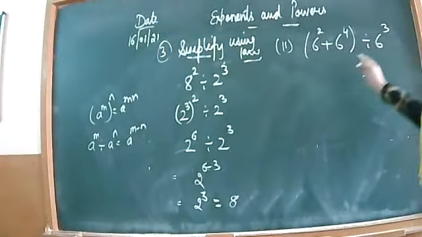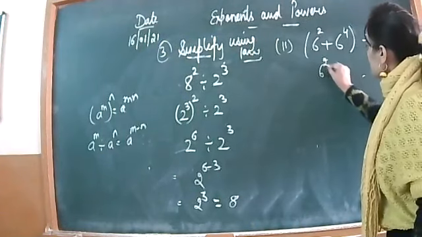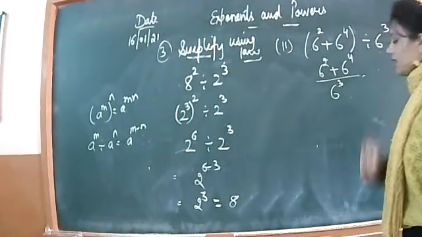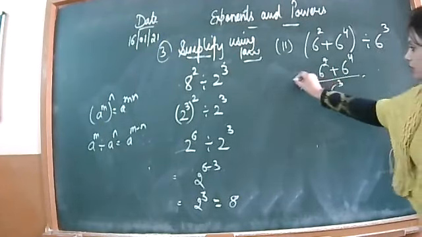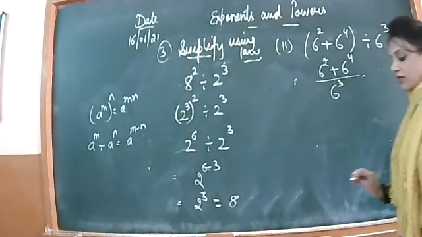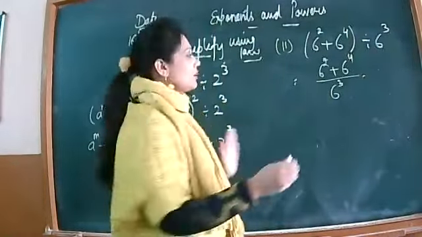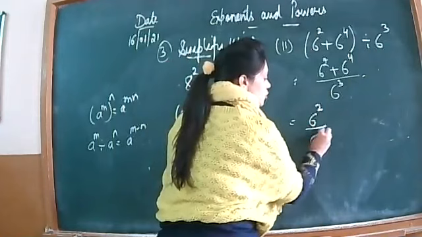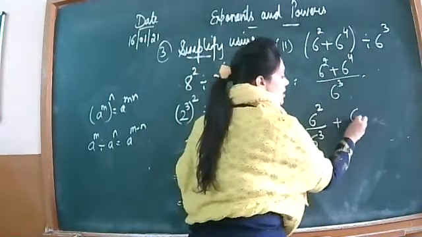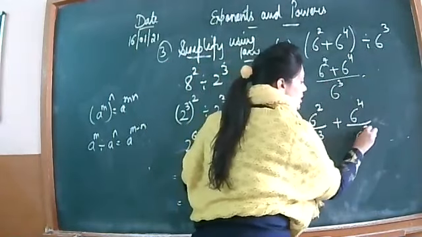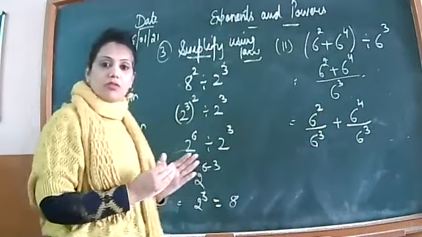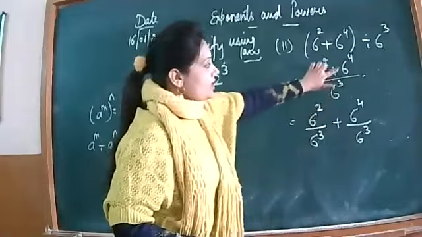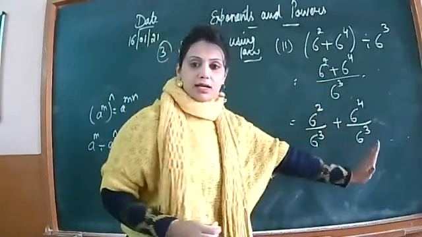What can be done? It can be written as 6 raised to power 4 plus 6 raised to power 4 divided by 6 cube. Both have 6 raised to power cube below. Now we will split it. We can write it as 6 power 2 over 6 cube plus 6 raised to power 4 over 6 cube. What we have done? We have split it.